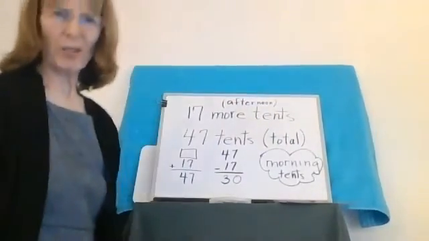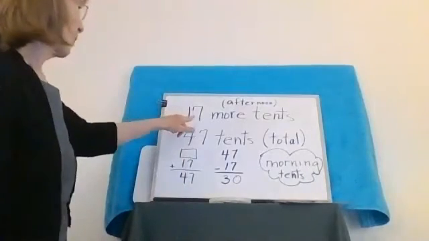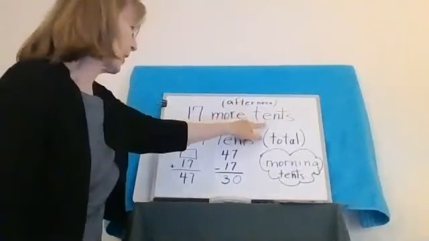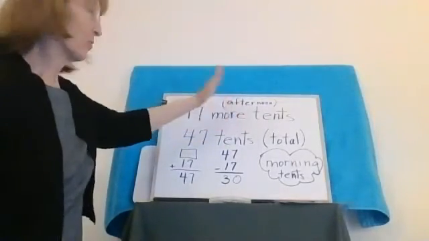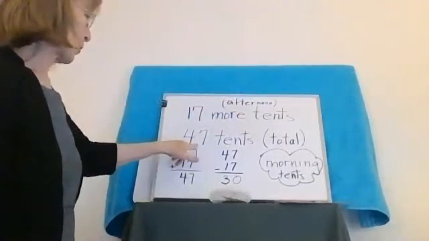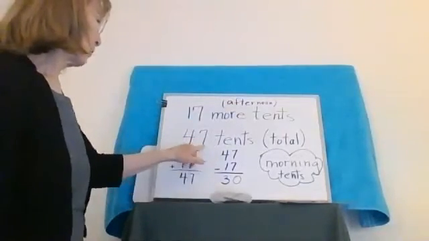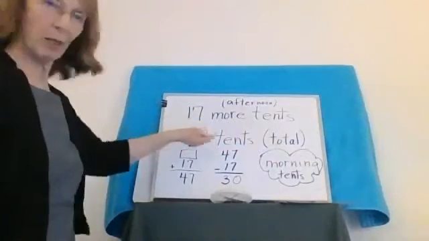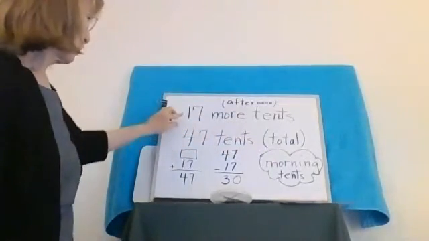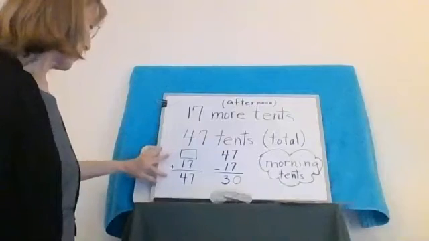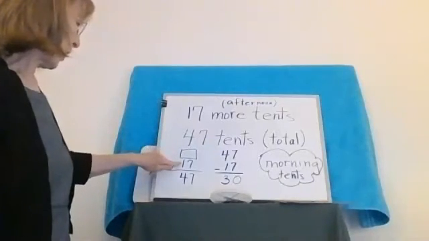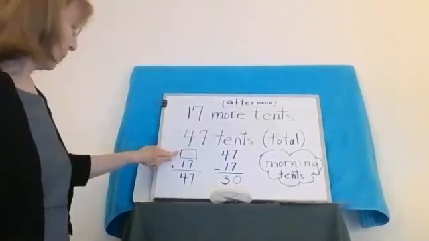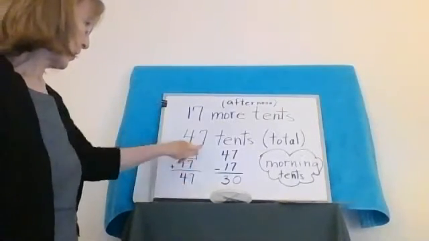Is that a little better? We know that there were 17 more tenths put up in the afternoon. We know there was a total of 47 tenths, so I wrote total there. Is that correct? Yes. So I took my 17 and my 47 and I made a math problem out of it. I knew this part, but I didn't know this part. Well, I knew the total because they told us.